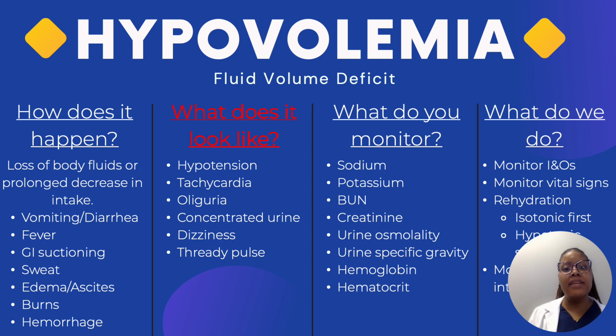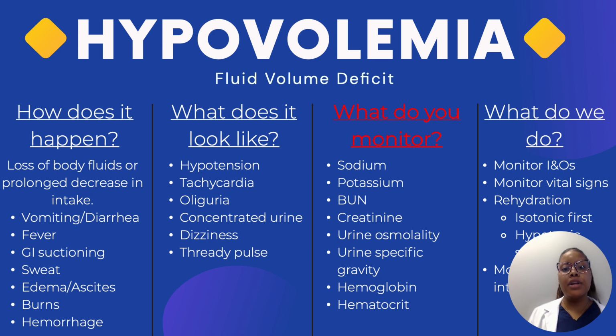Patient may also complain of dizziness. So because of the less blood going to the brain, that can lead to lightheadedness and dizziness. And the patient could have a thready pulse, which is a weak, rapid pulse due to low circulatory volume. So you want to know the signs and symptoms of patients if you are suspecting them to have a fluid volume deficit.